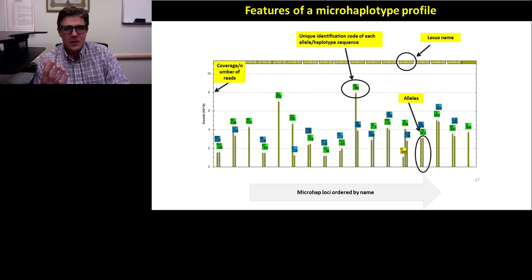But we see, like in the center, where it says unique identification code, right in the center, you see that there's two alleles for that locus, and they're significantly imbalanced. There's almost twice the amount of one versus the other. So that's a bioinformatic issue.